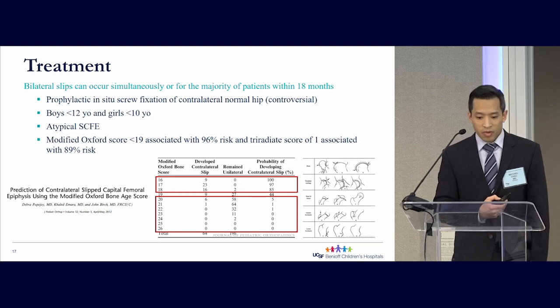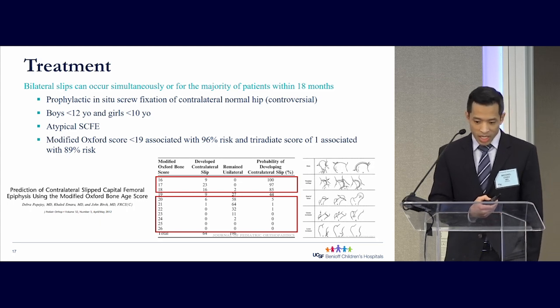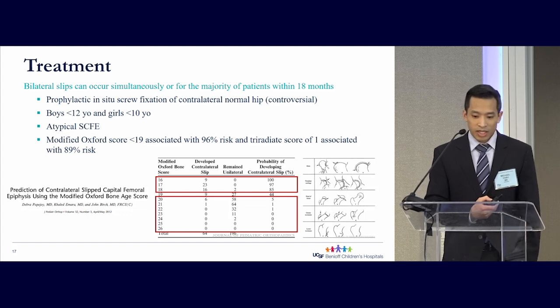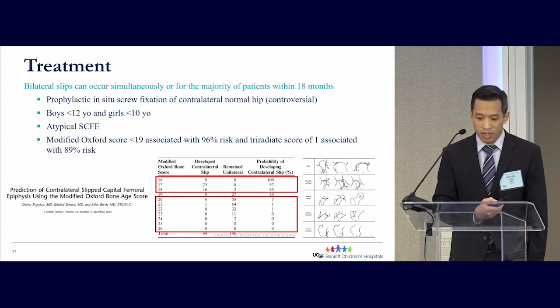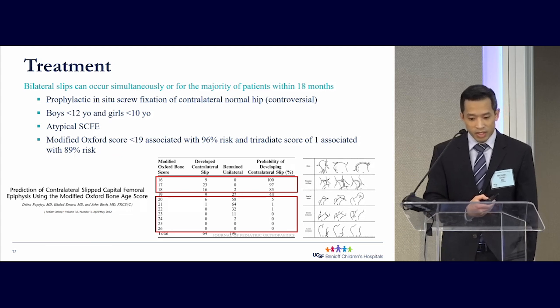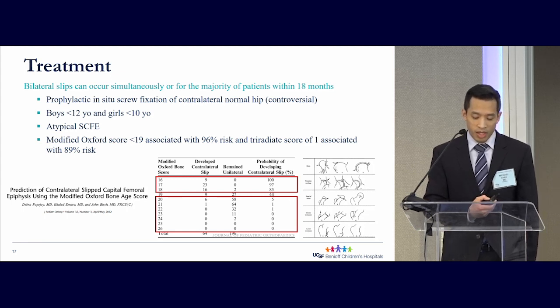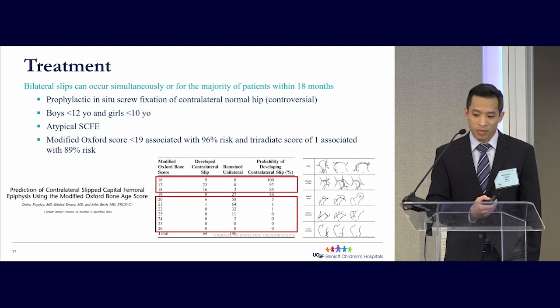The modified Oxford Bone Age score has been devised to guide treatment. This is based on scoring of the closure of the growth centers around the hip. A score of less than 19 can be associated with up to 96% of risk of contralateral slip, versus a score of 20 or greater has a risk of less than 5%. This study also showed that the triradiate score in and of itself, if it's 1, is associated with a slip risk of 89%.